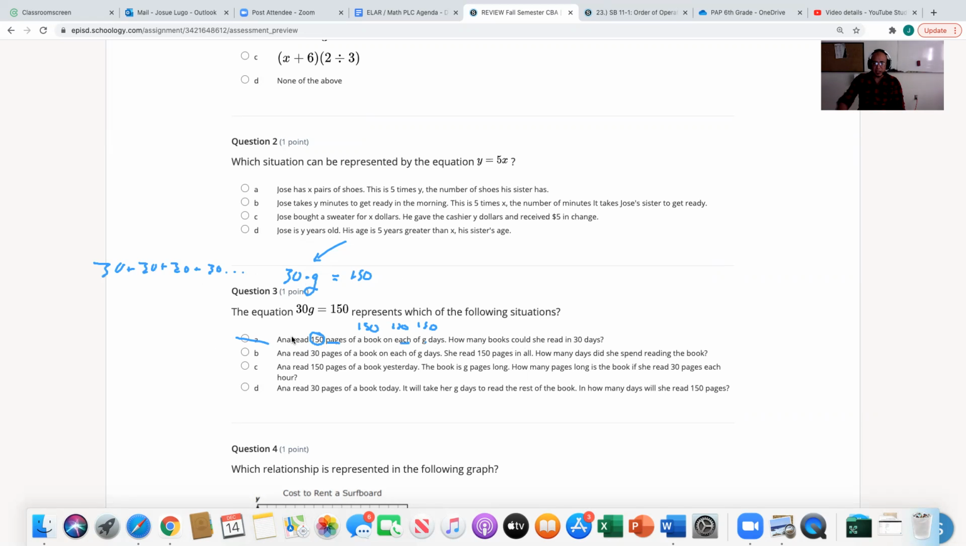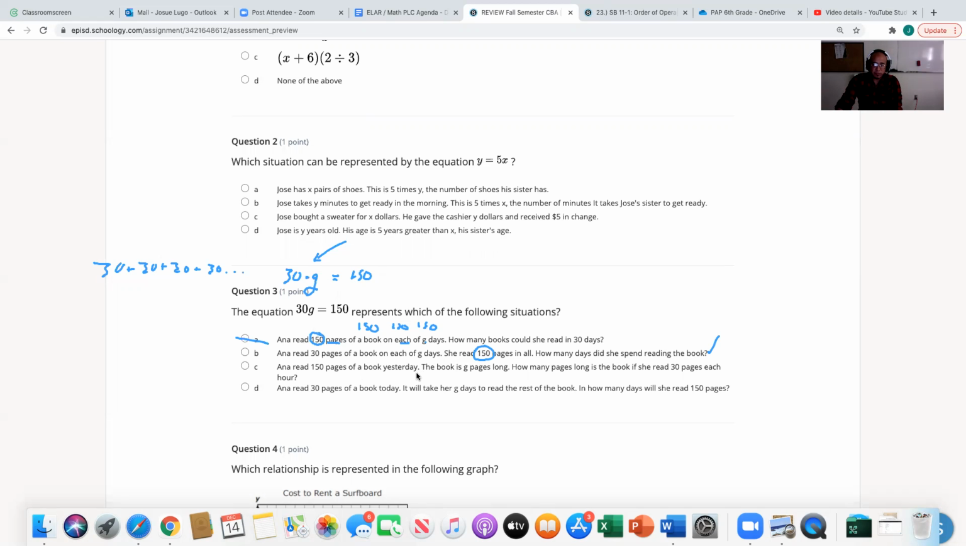B. Anna read 30 pages in a book each day for G days. So she's doing 30 and 30 and 30 and 30 each day. I don't know how many days, but she's doing that over and over again until she read 150. That seems very likely. 30 times G, a certain number, equals 150, the total pages that she read. That sounds very similar to what I have up here. Let's look at the next one.